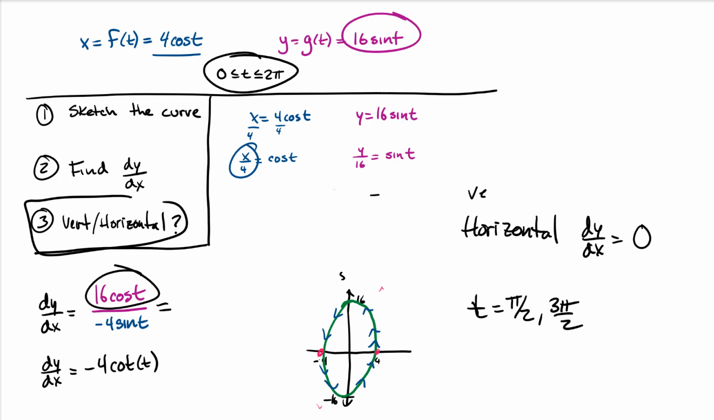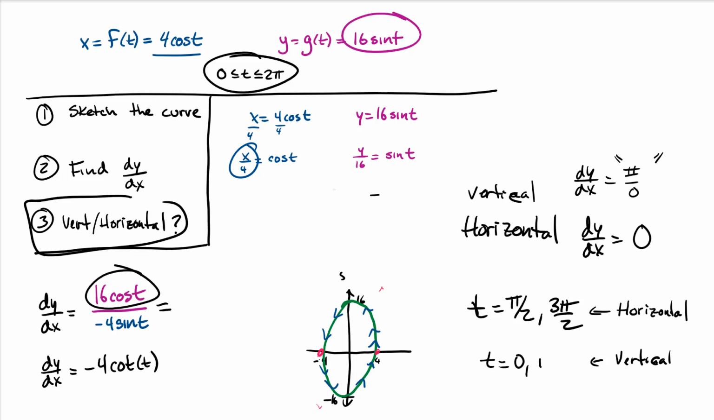For it to be vertical, dy/dx is undefined, aka 0, and then some number up top. So where does sine equal 0? So this is for our horizontal. And then for our vertical, where the slope of the tangent line is undefined, we're going to find it's at t equals 0 and pi.